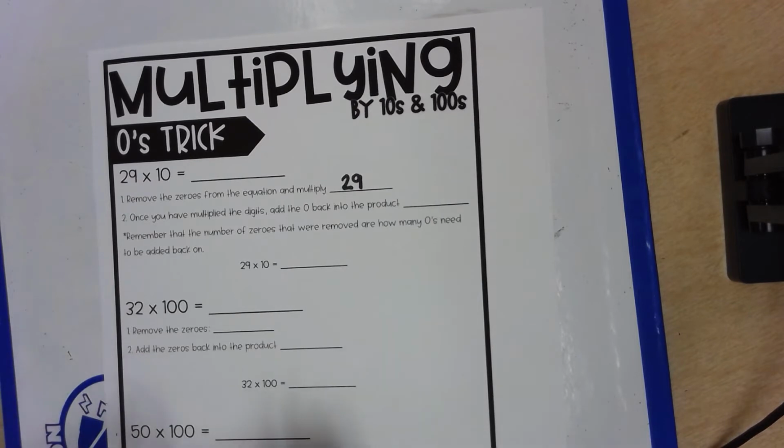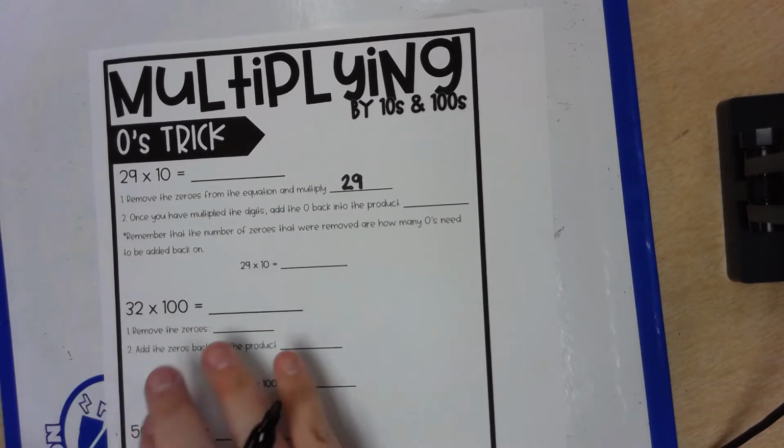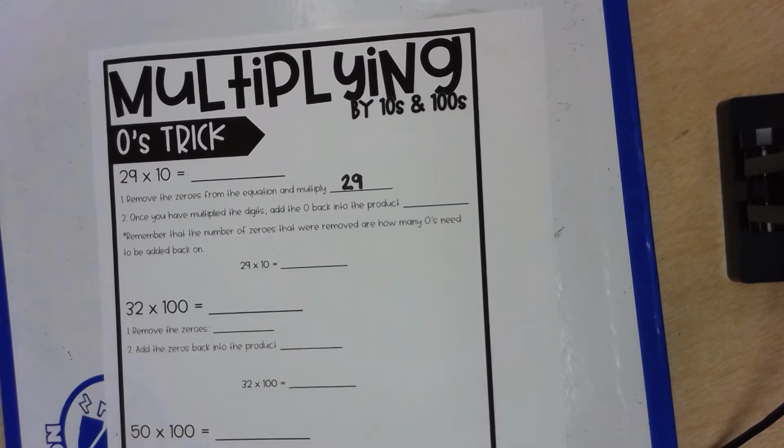So 1 times 1 is 1. 2 times 1 is 2. 55,000 times 1 is 55,000. Anything times 1 is itself.